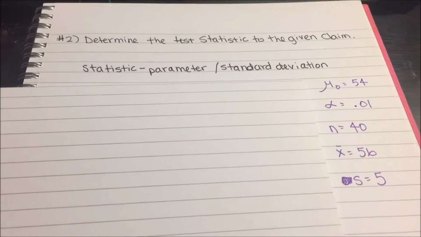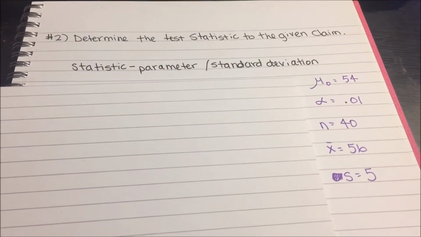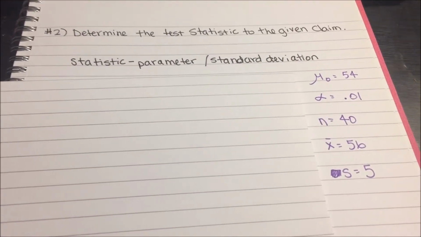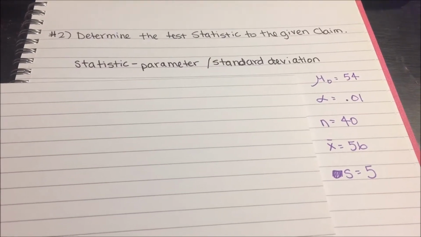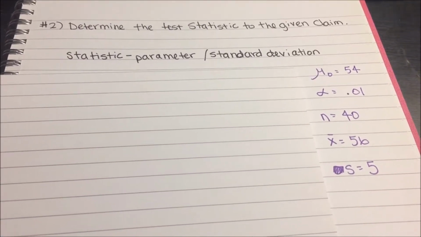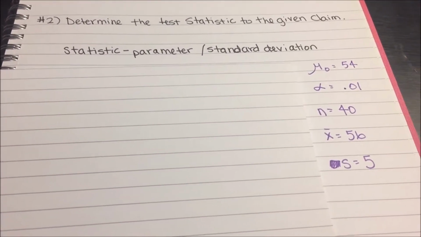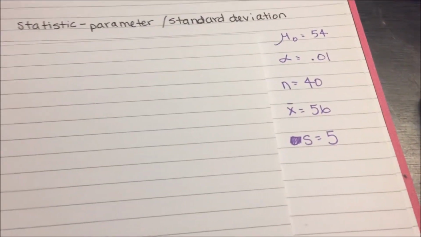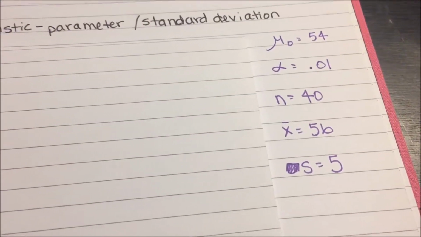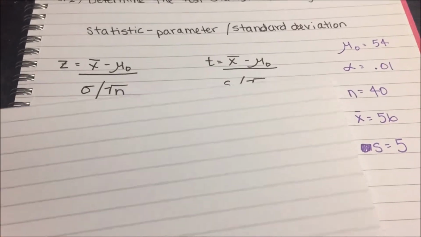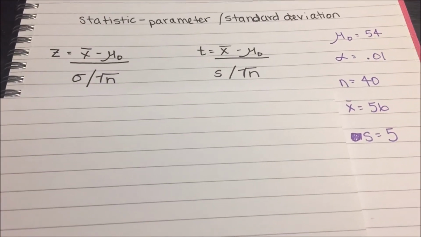Okay, so the second question asks us to determine the test statistic to the given claim. So the test statistic, all that it really is, is the statistic minus the parameter divided by the standard deviation. So I have all of our numbers over here that we found earlier. And there are 2 possible formulas that you can use for this.